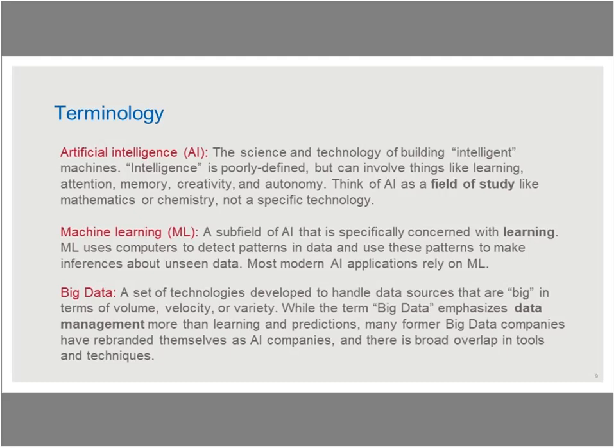The last term I wanted to introduce is big data. Big data is a set of technologies that have been developed to handle data sources that are big in terms of volume, velocity, or variety. And when we use the term big data, we're generally emphasizing data management above things like learning or predictions, although it's worth pointing out that 5 years ago, everyone was talking about big data, and now everyone is talking about AI. And if you look more closely, the people and the organizations and the companies that are AI things now were big data things 5 years ago. So there's a lot of overlap in terminology, and some of this is just rebranding of old terms.